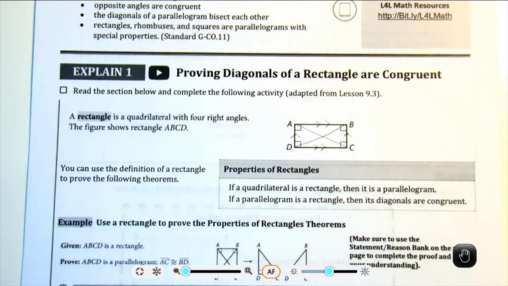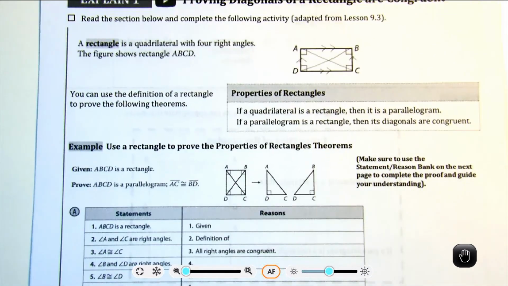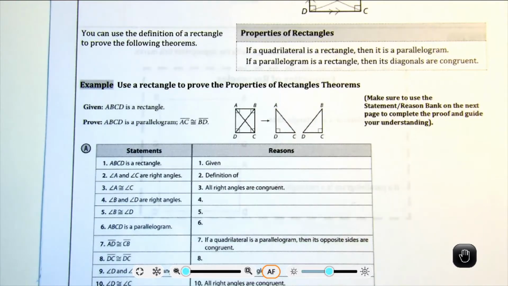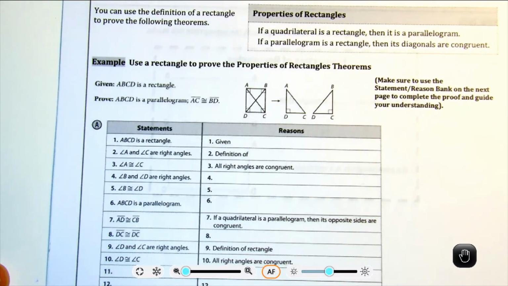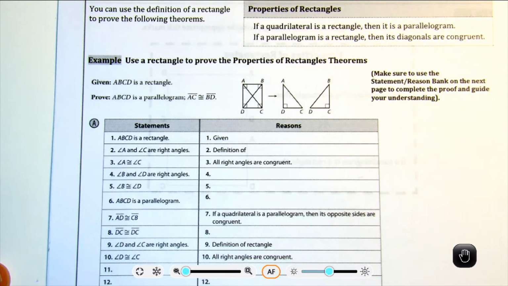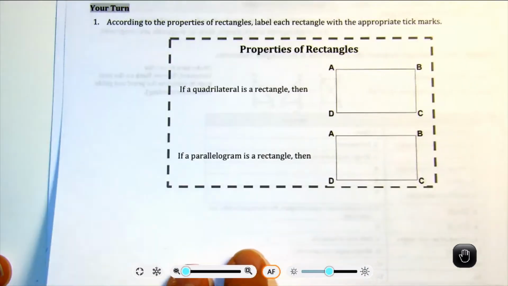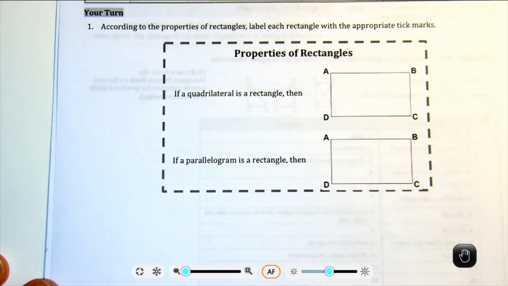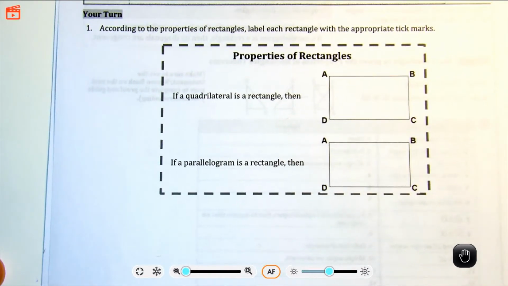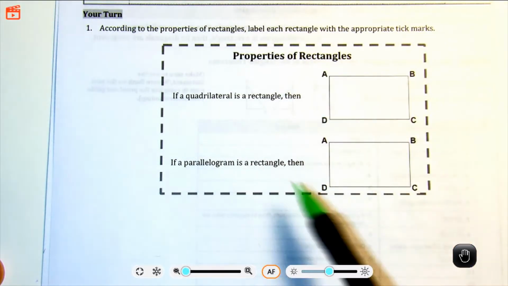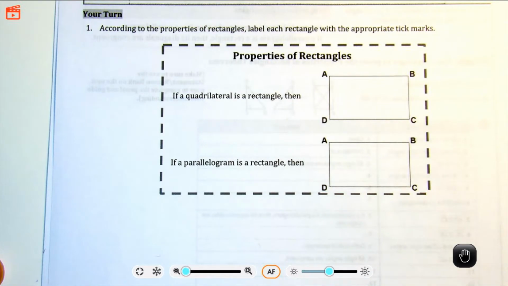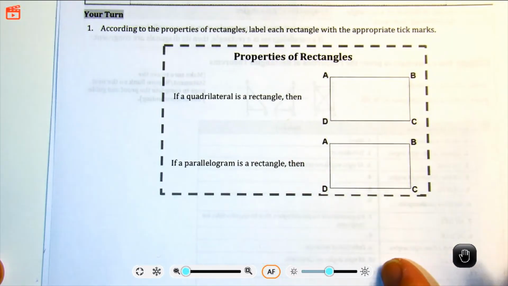Okay, so they give us proofs. I would suggest to look at the proofs, see if you could follow the proofs. But I think what's more important is how do we solve problems with rectangles, and that's on the next page. So we're actually going to be skipping this part. These come from the definition from the previous page. But what I wanted you to do is go to page 29.